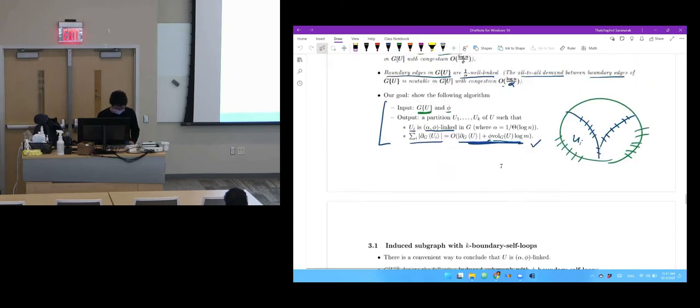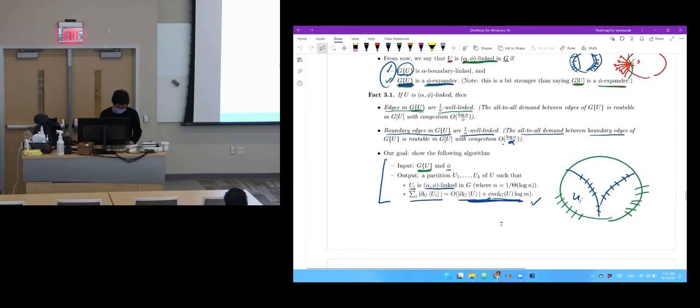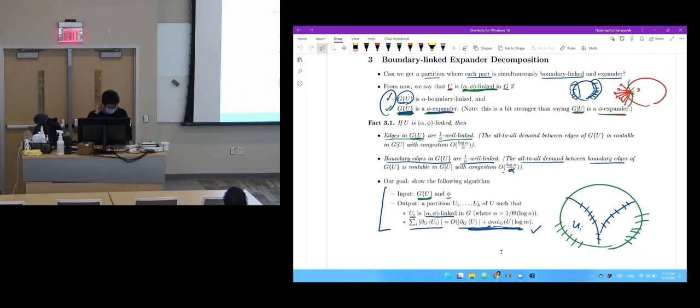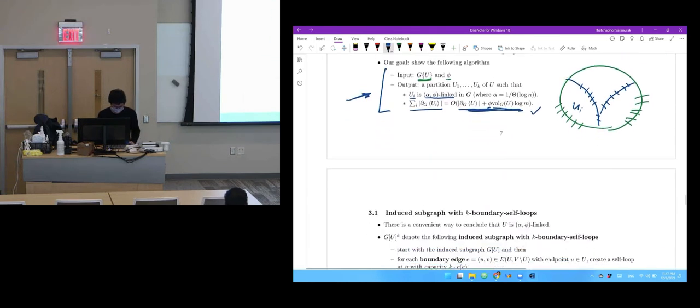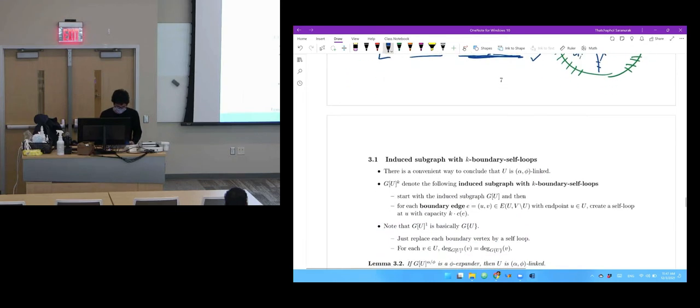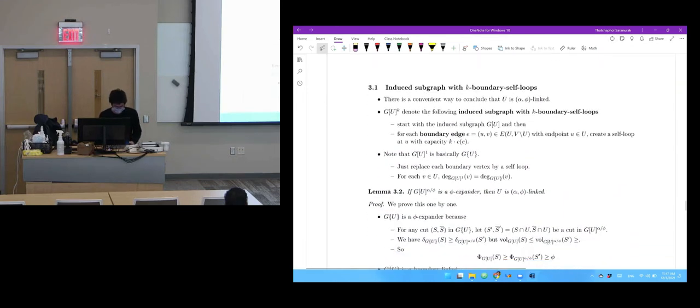So I kind of skipped this part in class, how to compute the boundary-linked expander decomposition, and we can do that too. Yeah.